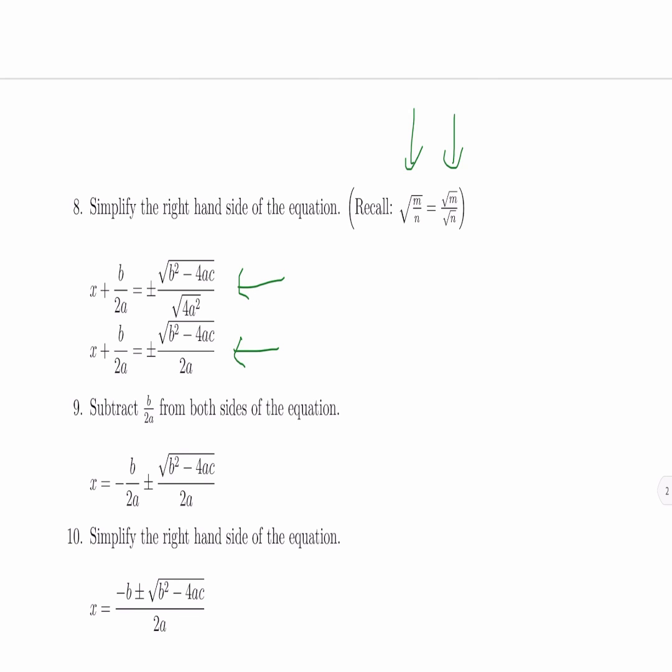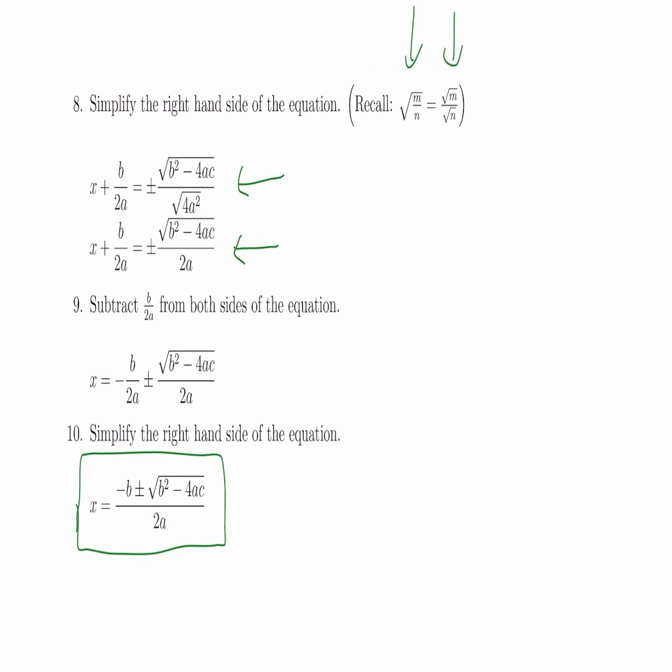And finally, because we have a common denominator, all I have to do is add those fractions together, and this is the final result. This is the quadratic formula. It's a generalized solution, so the zeros to our original function f of x can always be found by plugging the a, b, and c values into this formula.